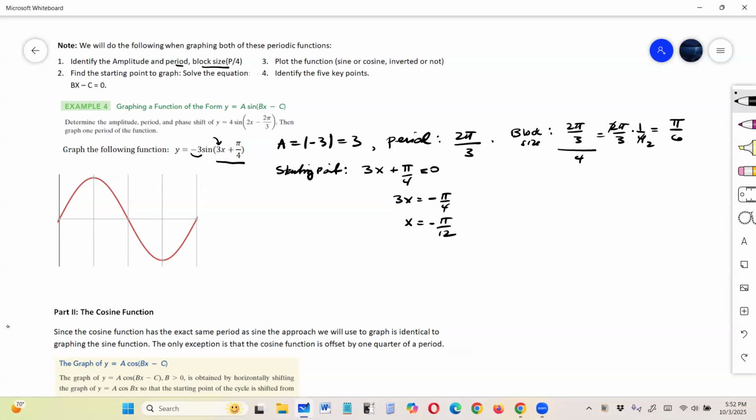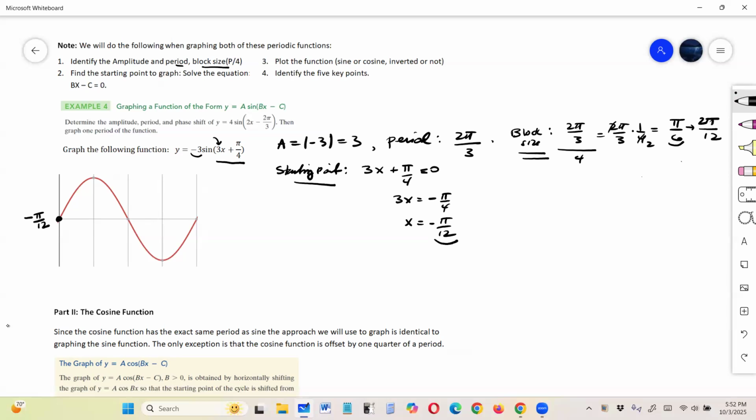Now, the starting point and the block size should have the same denominator because it's easier to add them that way. And in this case, it's very easy. The block size is pi over 6, so I change that to 12, which means I have to multiply the numerator by 2. So 2 pi over 12 is my block size. Now it becomes incredibly easy to graph. Okay, my starting point, this location right here, is negative pi over 12.